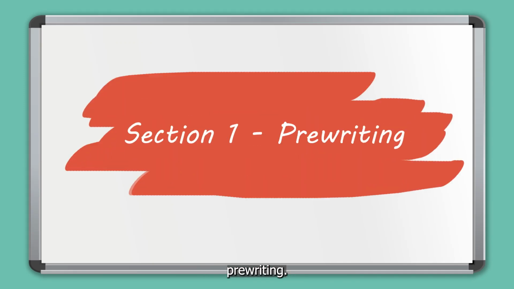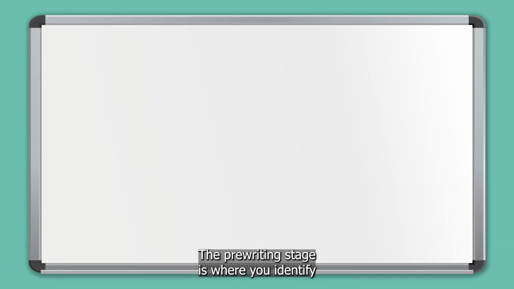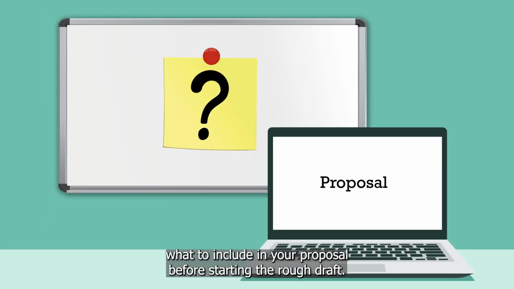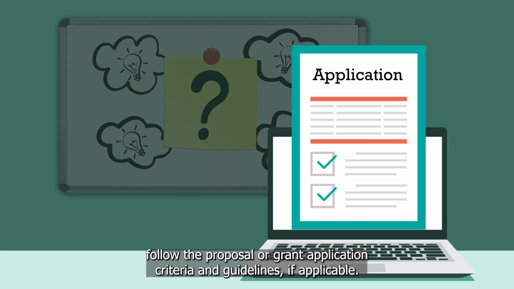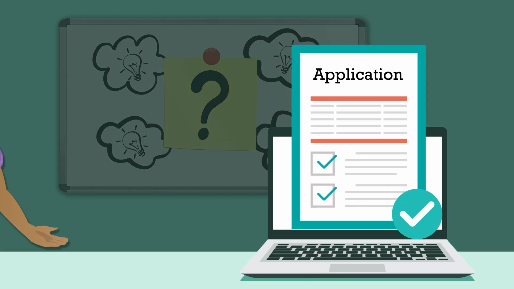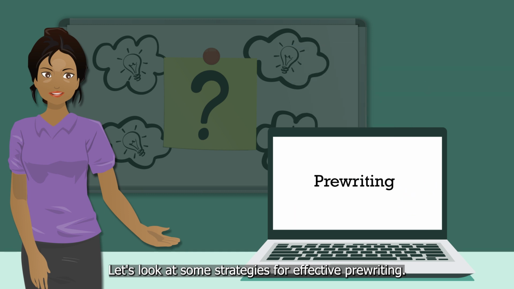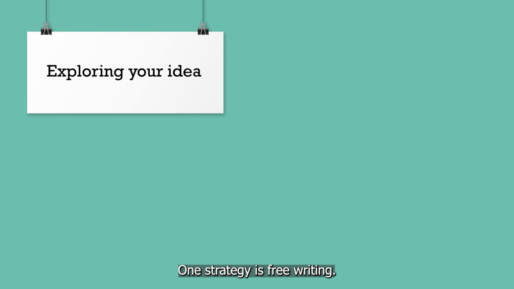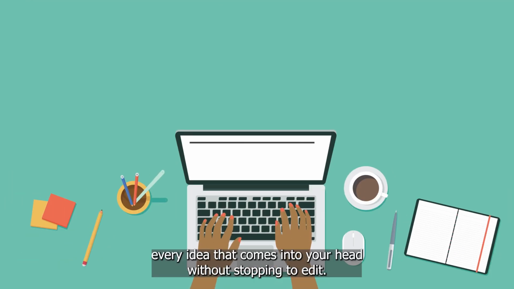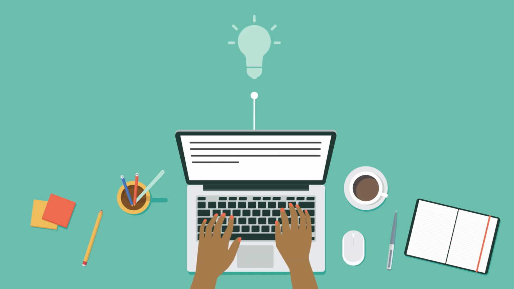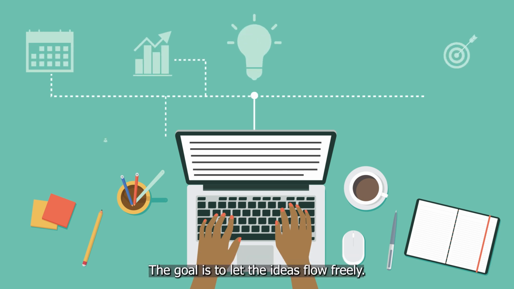Pre-writing. The pre-writing stage is where you identify what to include in your proposal before starting the rough draft. To begin, follow the proposal or grant application criteria and guidelines if applicable. Let's look at some strategies for effective pre-writing. One strategy is free writing. This means writing down every idea that comes into your head without stopping to edit. The goal is to let the ideas flow freely.